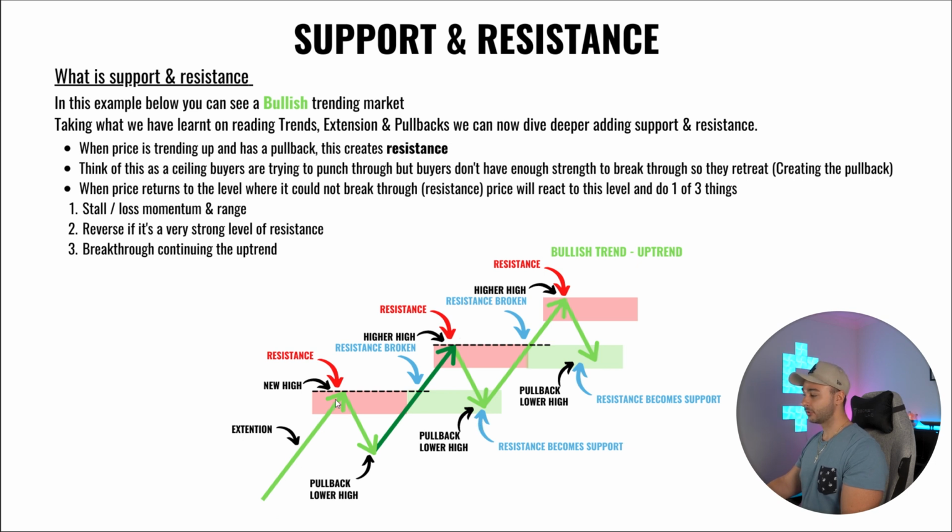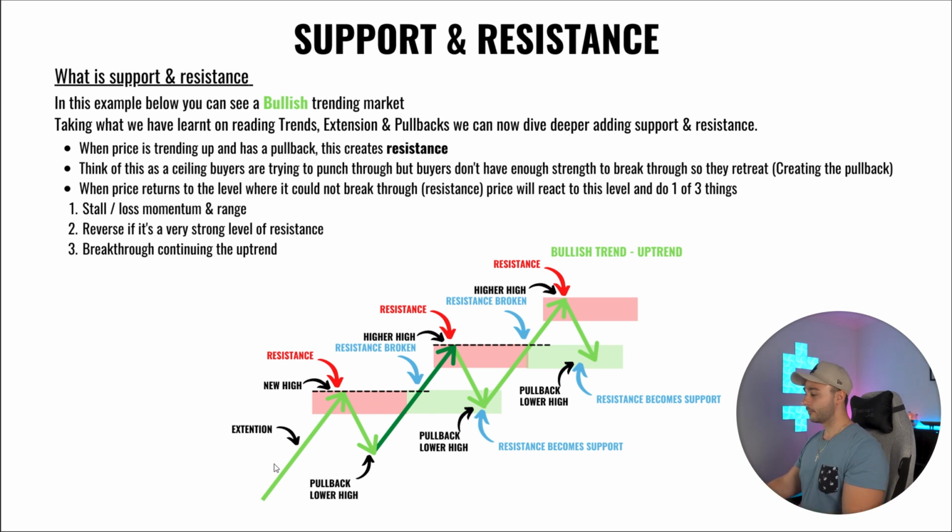When we have our extension, our new high, and price pulls back, that high point is now resistance. Because price couldn't move any higher and got rejected at that price level and came back down, we get that pullback. The next extension up, if resistance is broken, it now becomes support. So as you can see in this level over here, when price comes back down, we now have a support level. This is called support turns resistance or resistance turns support.